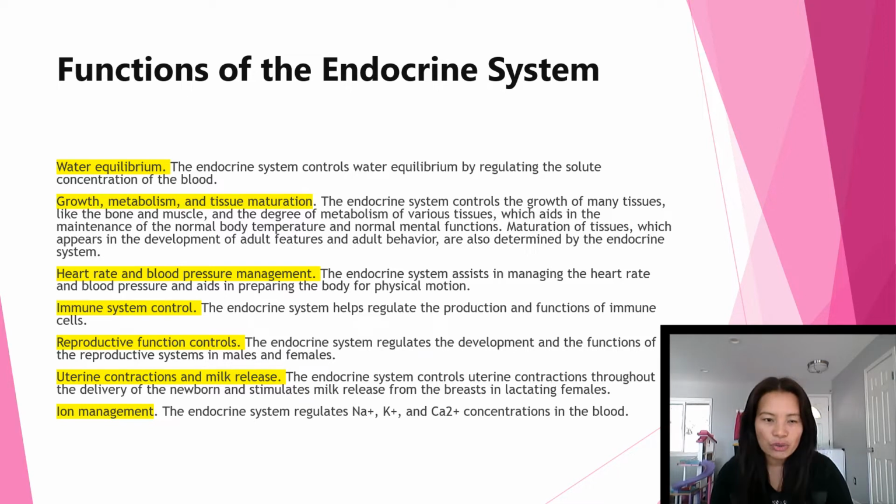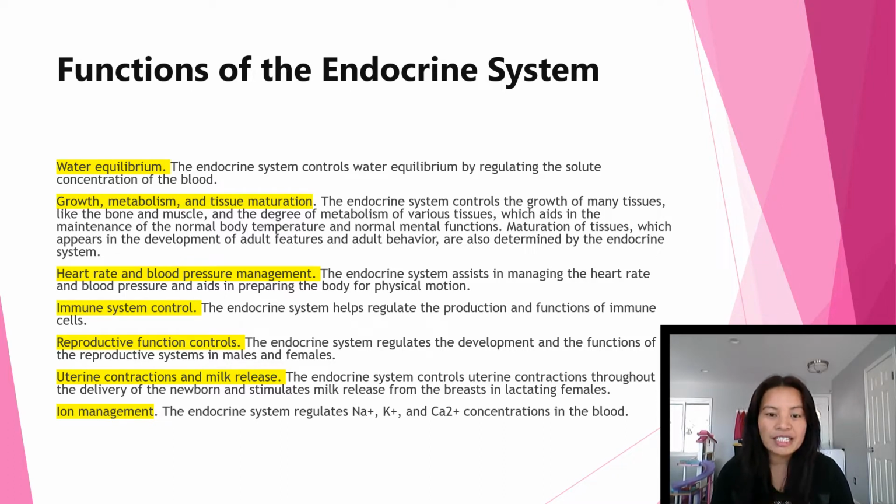Maturation of tissues, which appears in the development of adult features and adult behavior, are also determined by the endocrine system. We're going to discuss it further in the later slides. So next, heart rate and blood pressure management. The endocrine system assists in managing the heart rate and blood pressure and aids in preparing the body for physical motion.